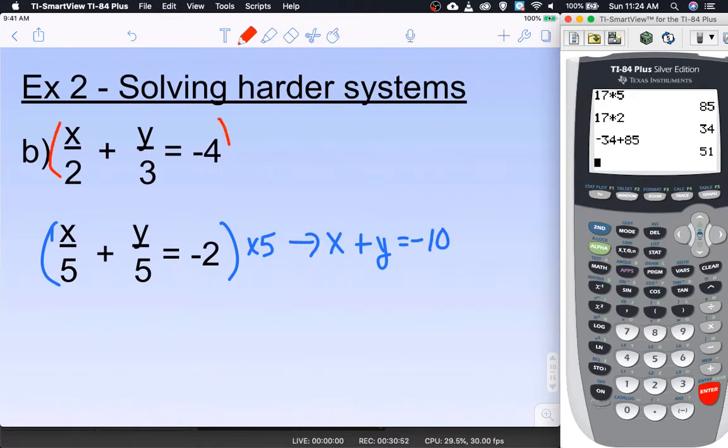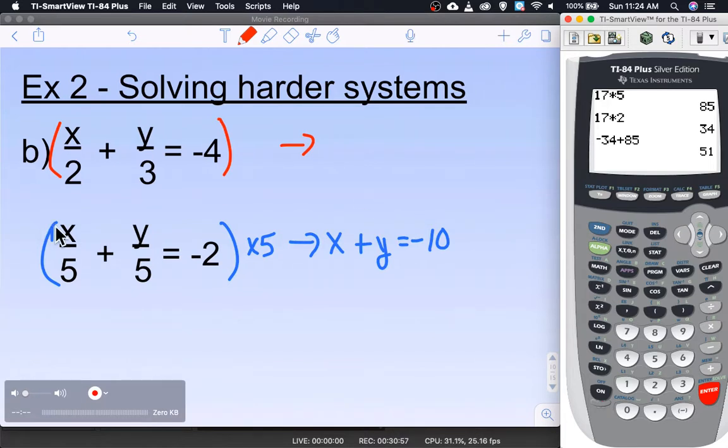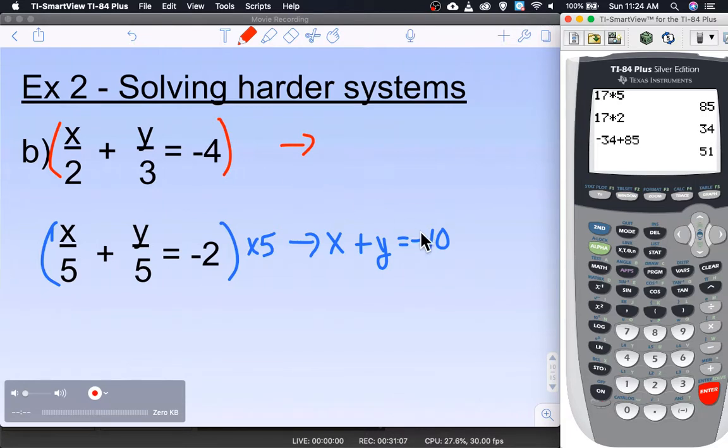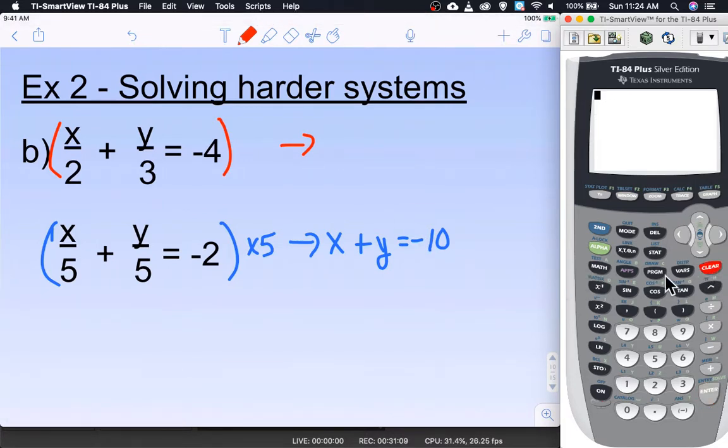Now, my top equation. I want to multiply by the common denominator. Well, the common denominator of 3 and 2 is the least common multiple. What is the least common multiple of 3 and 2? Now, I showed you how to do it on the other calculator. In this calculator, it should be there as well. I'm not exactly sure where it is. It's somewhere.